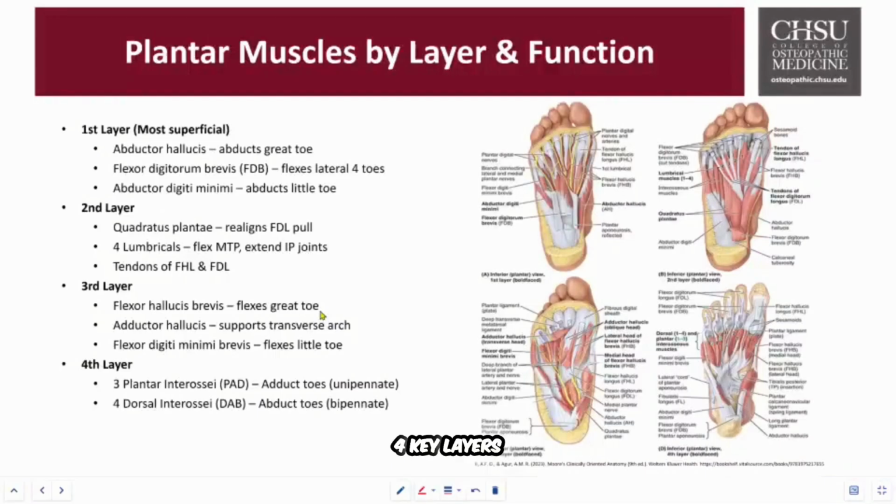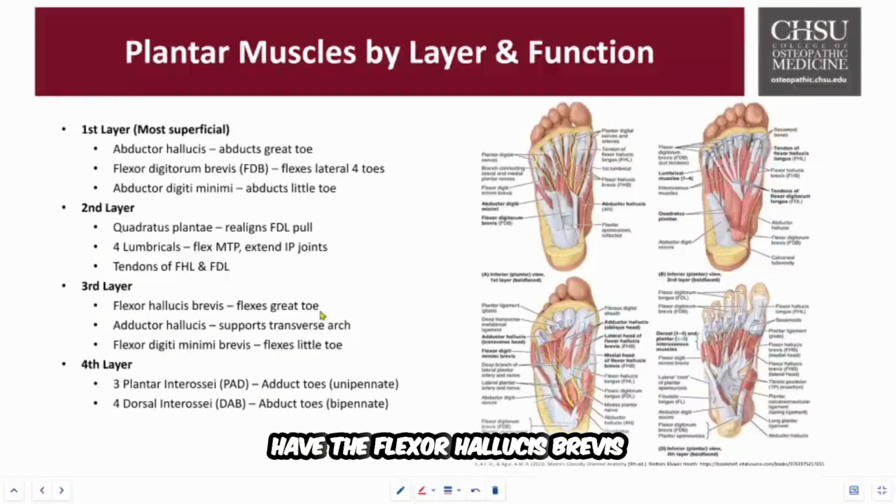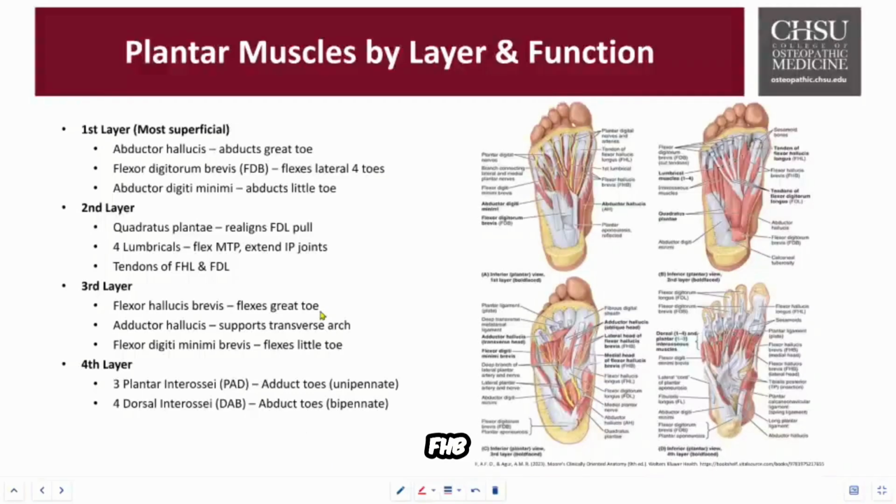The foot's plantar surface is organized into those 4 key layers. The first layer contains the abductor hallucis, the FDB, and the abductor digiti minimi, and they're all revolving around the action of toe flexion and abduction. The second layer contains the quadratus plantae, the lumbricals, and the FDL, FHL tendons. Their main function is to help with toe flexion, as well as MTP-IP joint coordination. The third layer is where you have the flexor hallucis brevis, FHB, adductor hallucis, AH, and the flexor digiti minimi brevis, FDM brevis, and they help support the transverse arch.